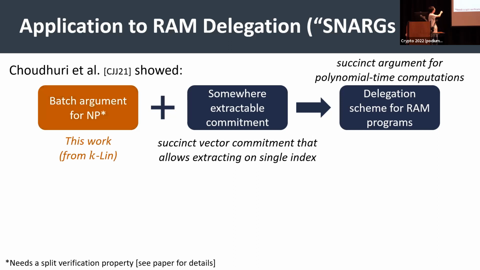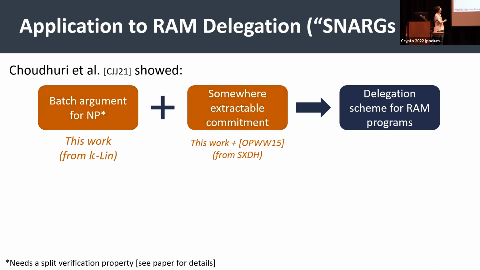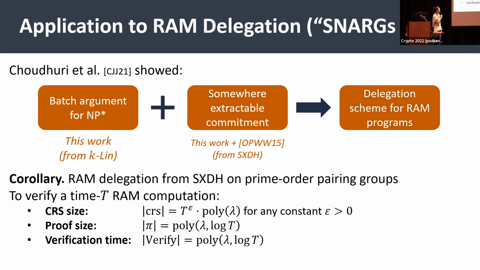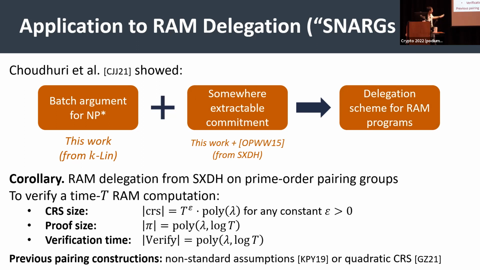In our work, we give a new construction of batch arguments for NP. And our techniques essentially also give us a somewhere extractable commitment. It doesn't follow as a black box, but using the same kinds of methodology, we're able to construct this also from standard pairing-based assumptions. And this combination is sufficient to get a delegation scheme for RAM programs, where the size of the common reference string scales polynomially or sublinearly with the running time of the computation being checked. Previously from pairings, this either relied on non-standard assumptions or needed a quadratic size CRS.